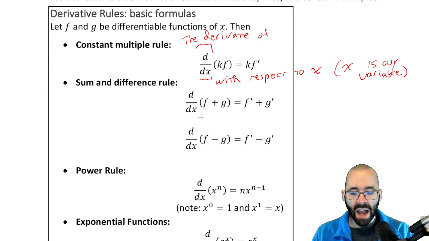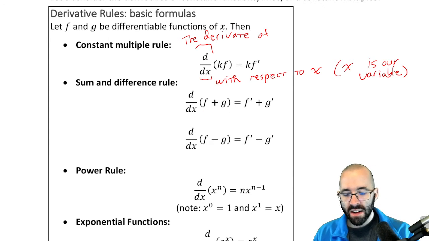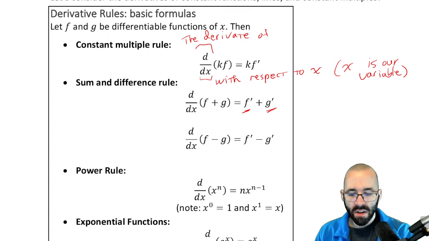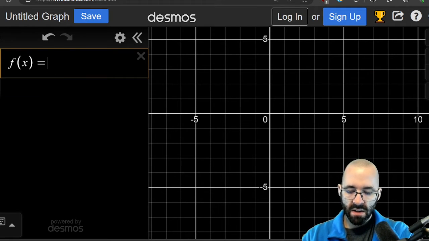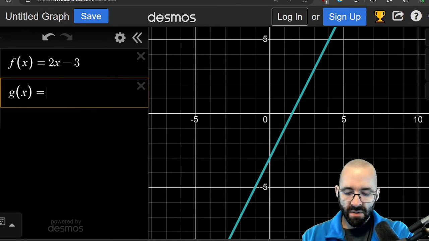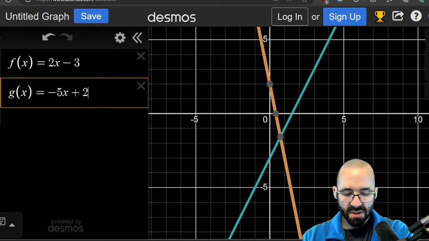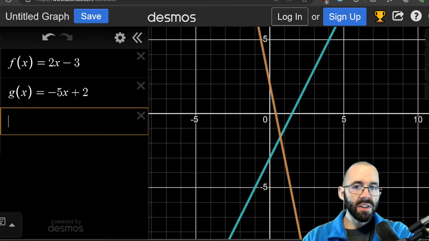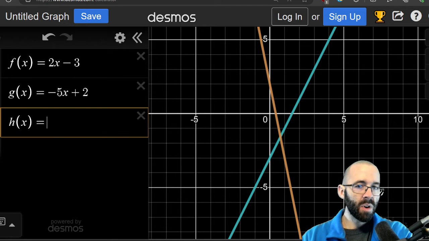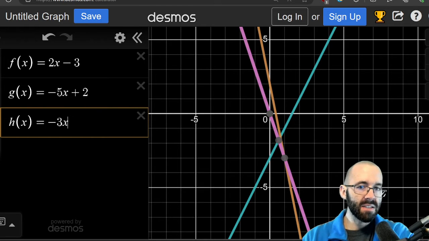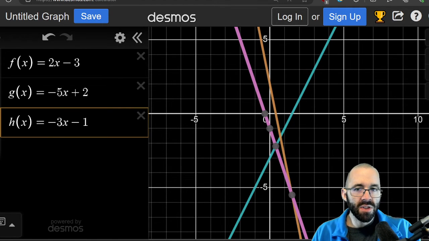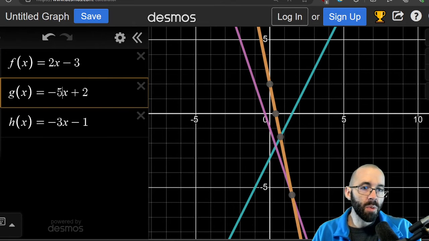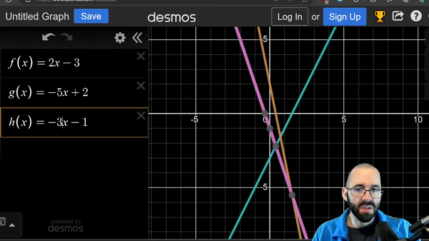The sum and difference rule says that if I'm adding two functions together and I want to find their slope, the slope of two functions being added together is just their individual slopes together. We could see that with lines, right? If I have two lines, let's say I have one line that's 2x minus 3, and another line that's like, I don't know, negative 5x plus 2. If I add these functions together, what are we going to get? Well, 2x plus negative 5x is negative 3x. If I add these two functions together, we get the pink one. The slope of the pink is just the slope of the blue, 2, plus the slope of the orange, negative 5. Resulting is negative 3.